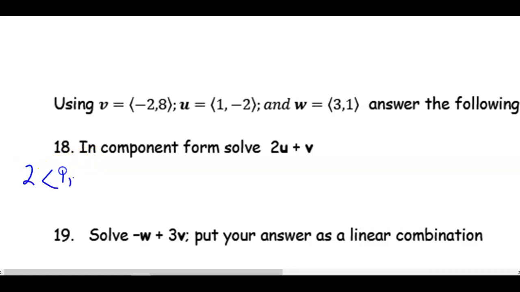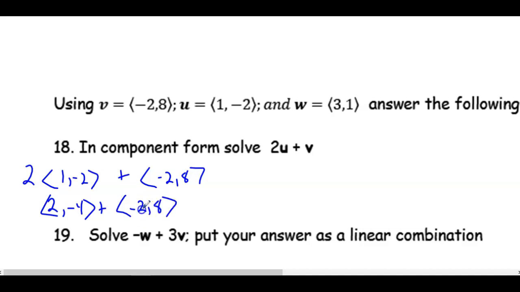2u plus v. So first of all, I'm going to distribute that. Now I'll just do the first term with the first term. Alright, so 2 plus a -2 is 0. And -4 plus 8 is 4. There we go.